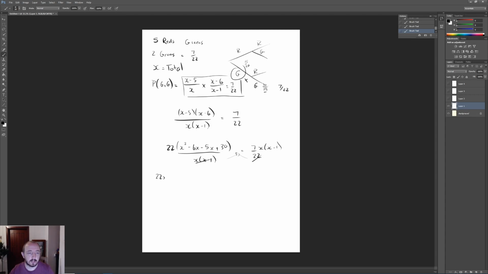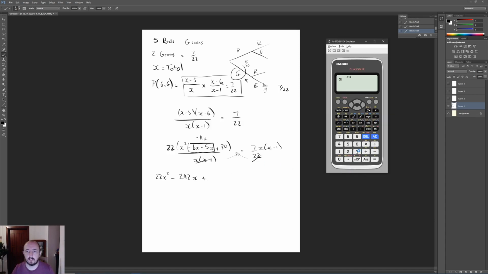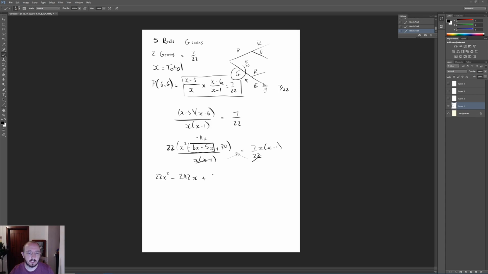So we've got 22x squared minus 22 times, this will become minus 6x times minus 5x is minus 11x. So 22 times 11 is 242, I think, plus 30 lots of 22. Let's have a look at the 30 times 22. Is that 660? Yeah, plus 660 equals, and on the right side we've got 7x times x and 7x times negative 1.